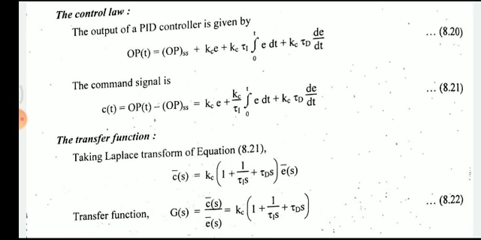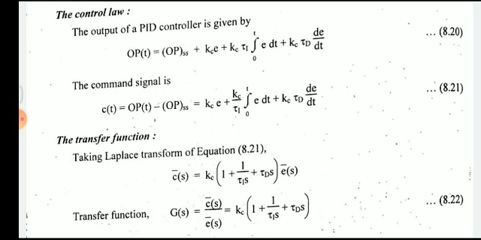OP of t is equal to OP of SS plus Kc E plus Kc by tau1 integrating from 0 to t E of dt plus Kc tau d dE by dt. So from the equation, we have added three equations: P, I and D.